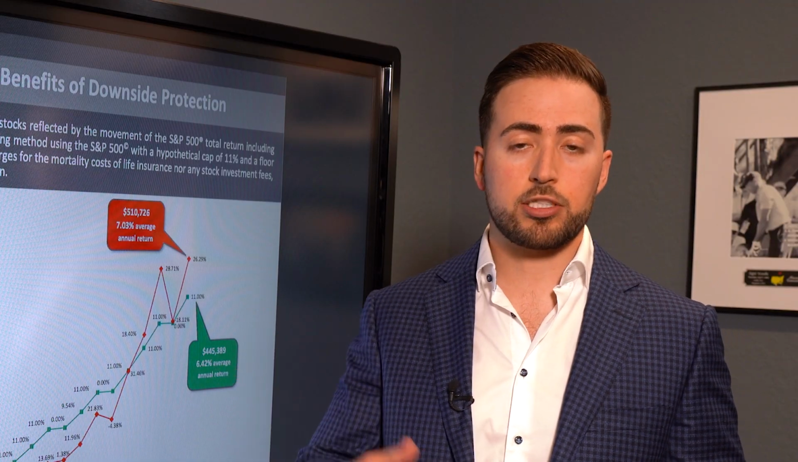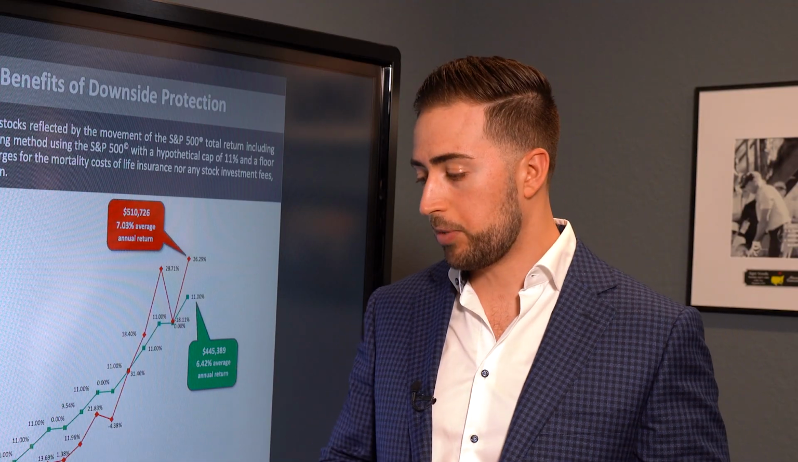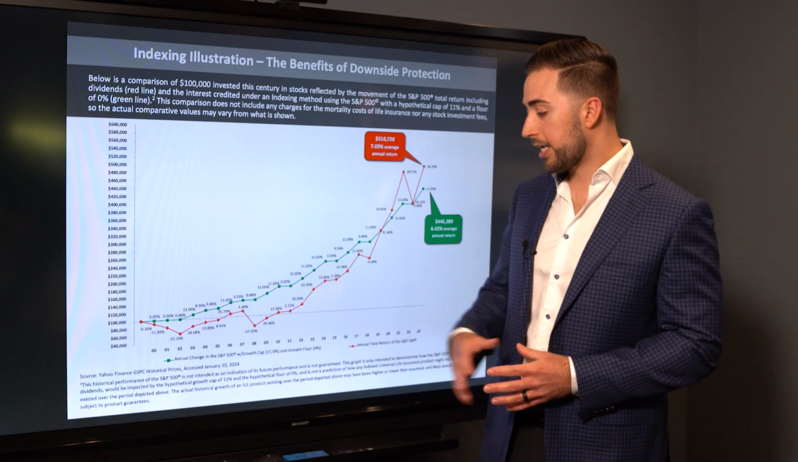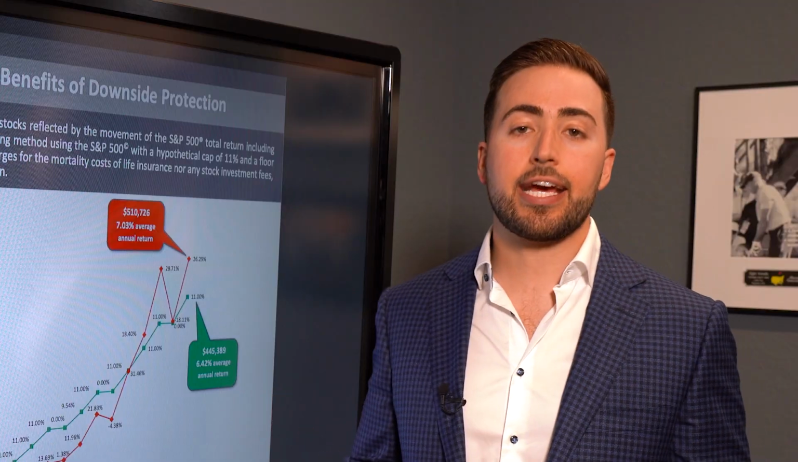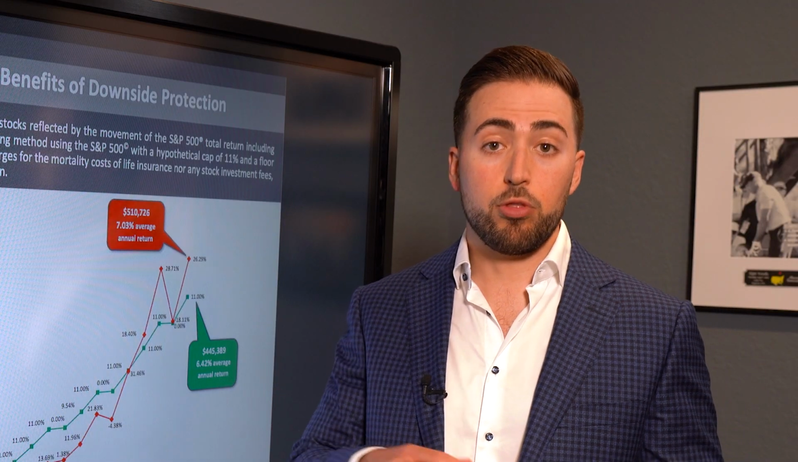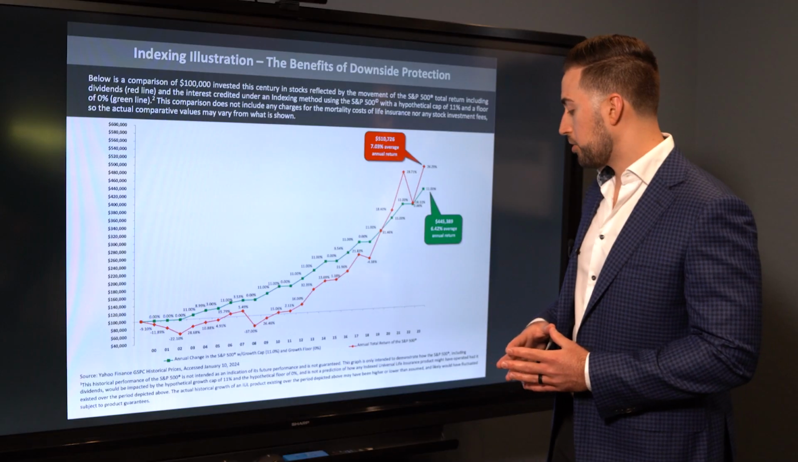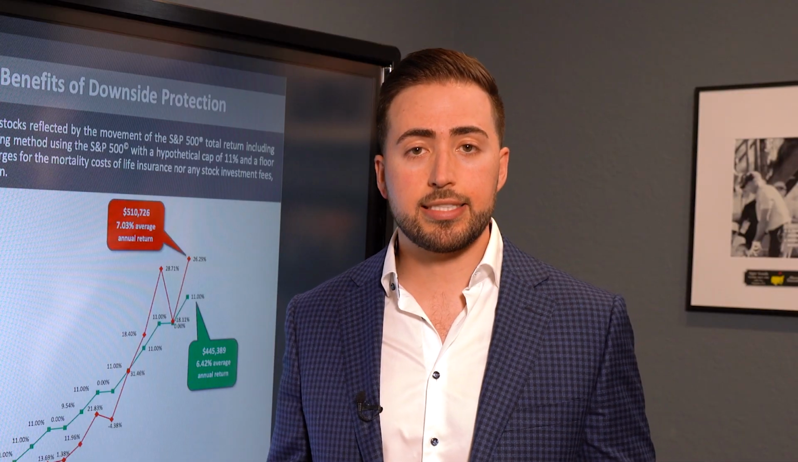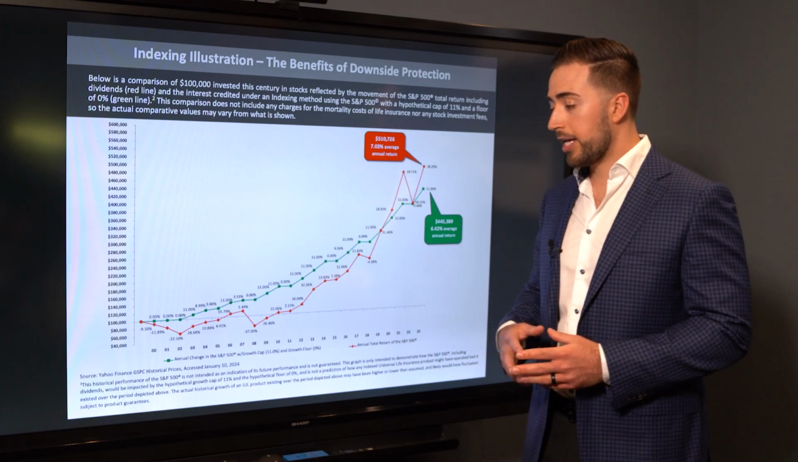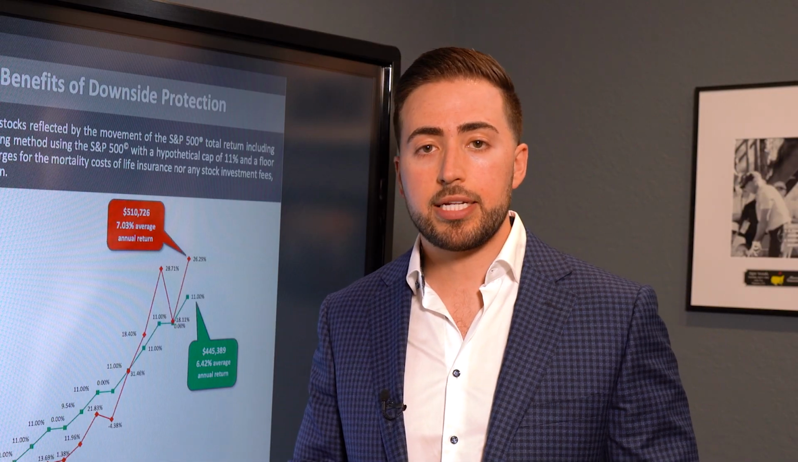I know we just talked about caps and participation rates, but this one example is an 11% cap, and it shows you how an index product looks over a 10, 20, 25 year time frame. So if we take a look at this $100,000, let's focus in on the red line. Again, the red line is the S&P 500. S&P, for those of you that don't know, that's your 500 top companies in the country.